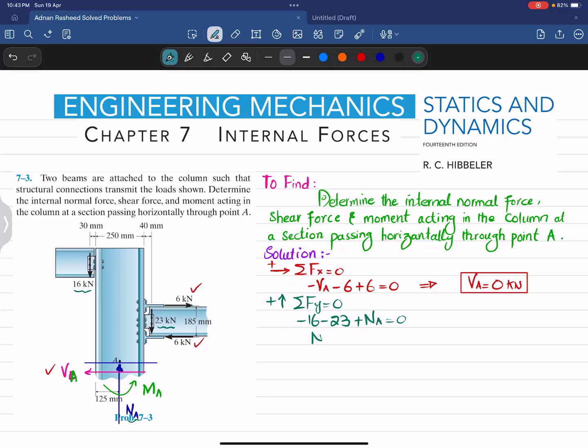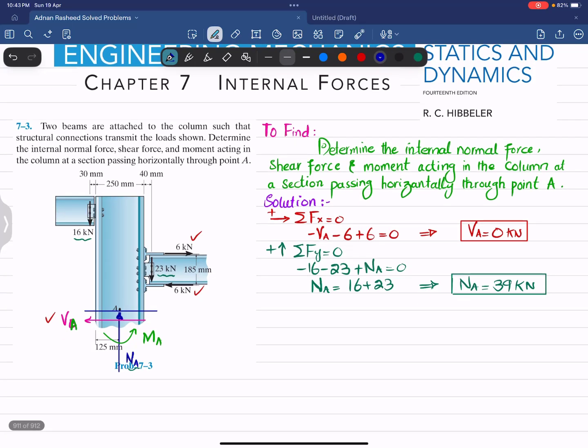So from here you will get this normal axial load NA is equal to plus 16 plus 23, and from here you will get that NA is equal to 39 kilonewton. Since this is a positive value, it means that our assumed direction of NA is correct. Now the last thing that we are going to find out is this moment about A.